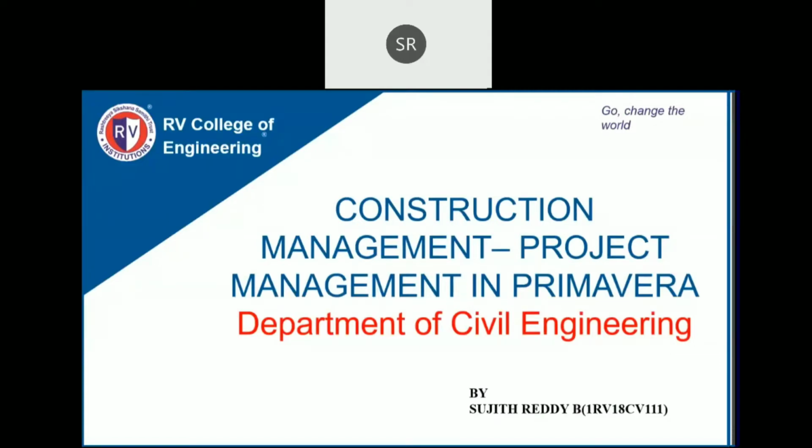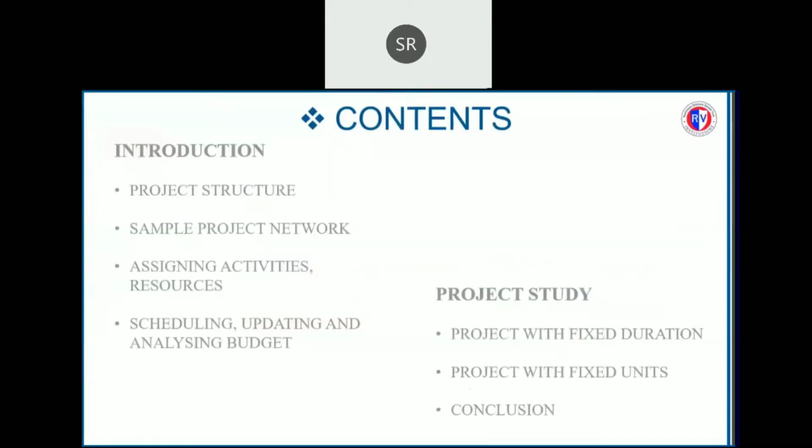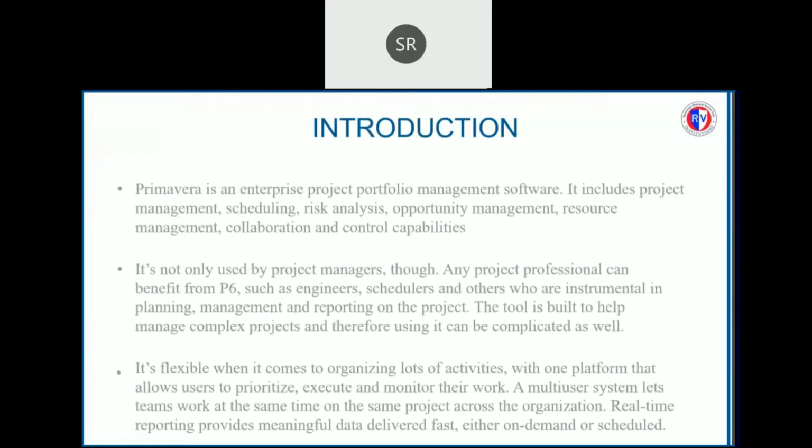Now I am going to explain project management in Primavera and take a sample project as an example. Before discussing the example, we'll briefly introduce what a project structure is and briefly discuss a sample project network, and later the steps involved in assigning activities, resources, and scheduling, updating, and analyzing the budget of a project. Coming to the project study, we will discuss a project which has a fixed duration and also a project which has fixed units, and conclude the topic.